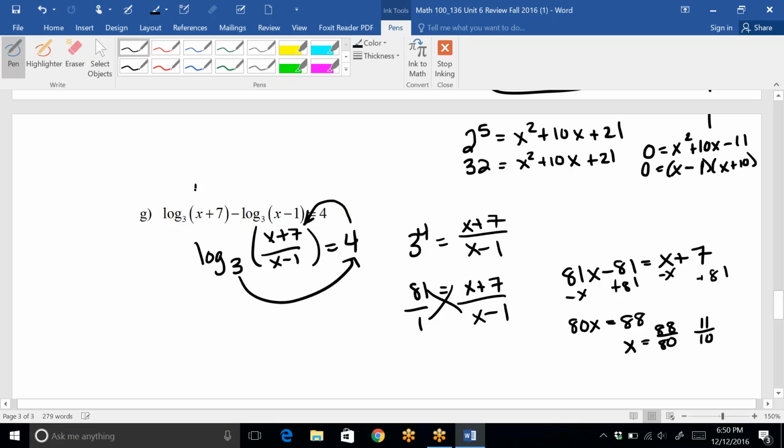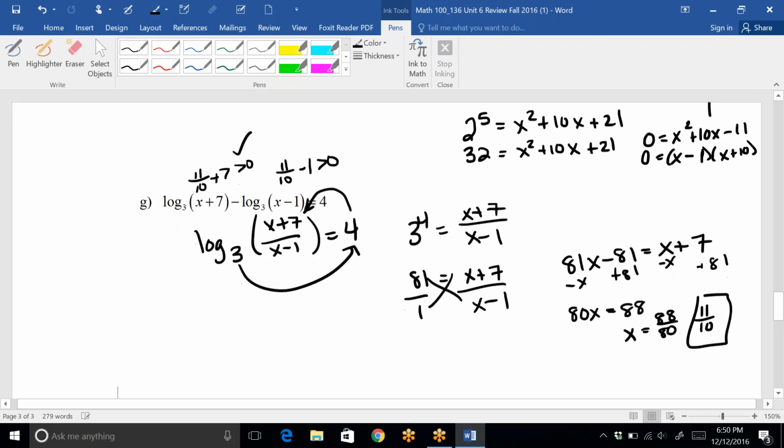So we need to check that. 11 over 10 plus 7 is definitely greater than 0. 11 over 10 minus 1 is also greater than 0, because this is just a little bit bigger than 1. So this is a good solution.